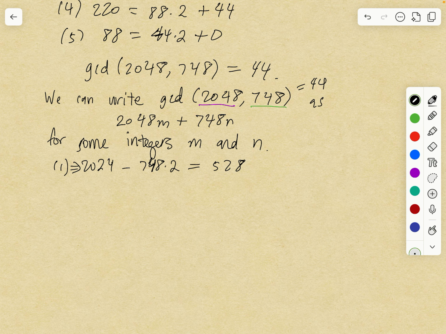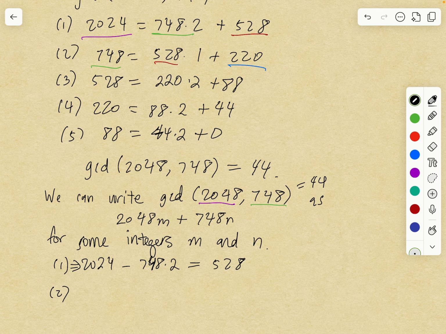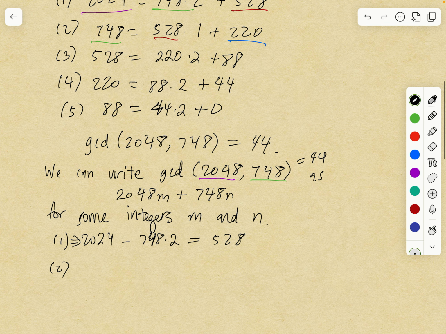Now, the second equation says that 748 is 528 plus 220. Well, now I'm going to replace the 528 with the equation that I just found. So equation 2 tells me that 748 is 2024 minus 748 times 2, plus 220.